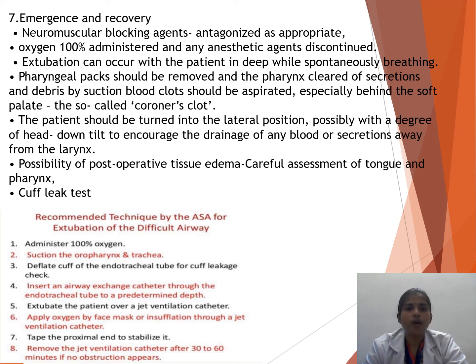Oxygen 100% should be administered and any anesthetic agent should be discontinued. Extubation can occur with the patient deep while spontaneously breathing. Pharyngeal packs should be removed and the pharynx cleared of secretions and debris by suction. Blood clot should be aspirated, especially behind the soft palate, the so-called coroner's clot. The patient should be turned into lateral position, possibly with a degree of head-down tilt to encourage drainage of blood or secretions away from the larynx. Possibility of post-operative tissue edema: careful assessment of the tongue and pharynx should be done, and a cuff-leak test should be carried out.